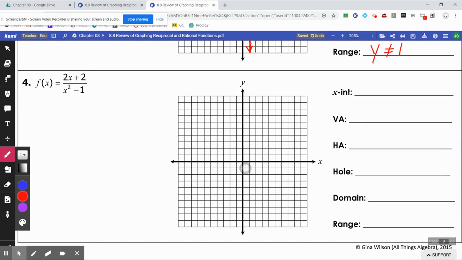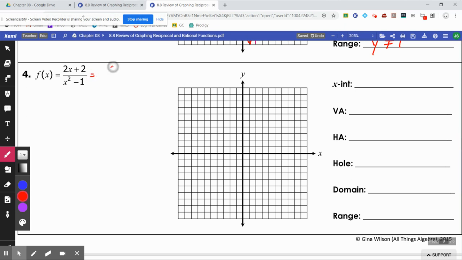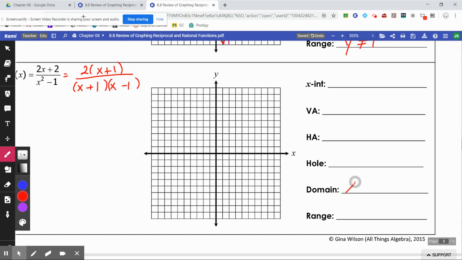Number 4. Again, step number 1, we always factor out the 2 on top. You're left with an x plus 1. On bottom, you have a difference of squares, which factors into conjugates, plus and minus, x times itself and 1 times itself. So therefore, your two domain restrictions are located at x can't be -1 and x can't be +1. Since you have the removable discontinuity at -1, it will be a hole.